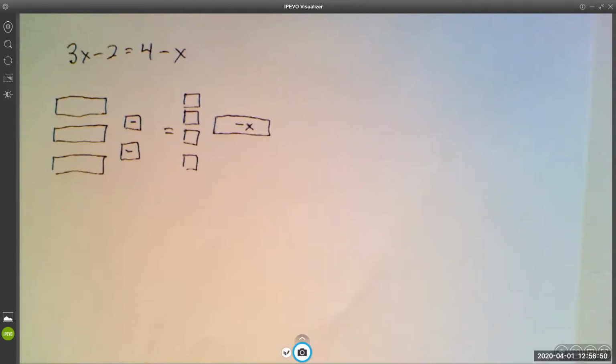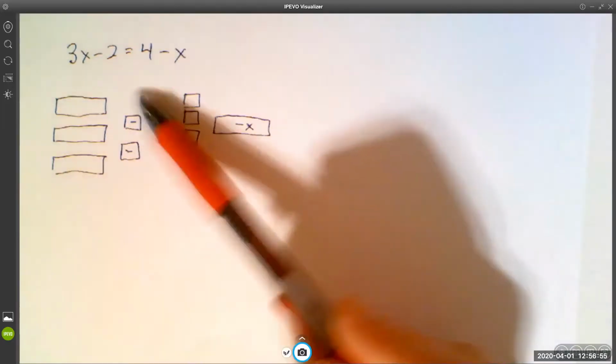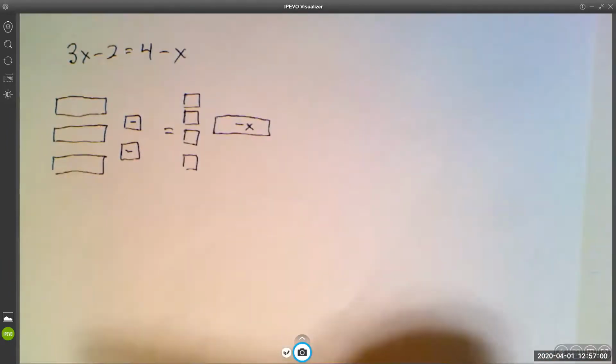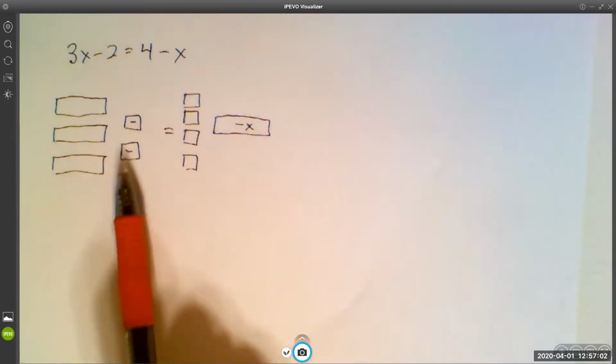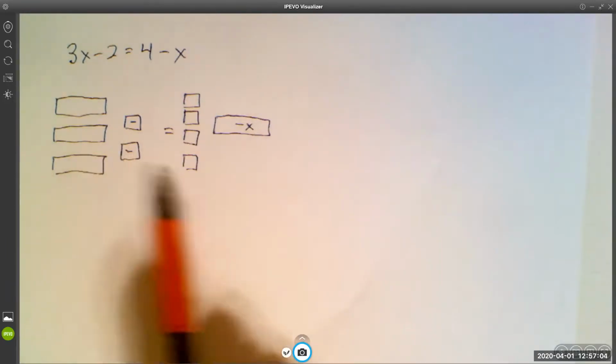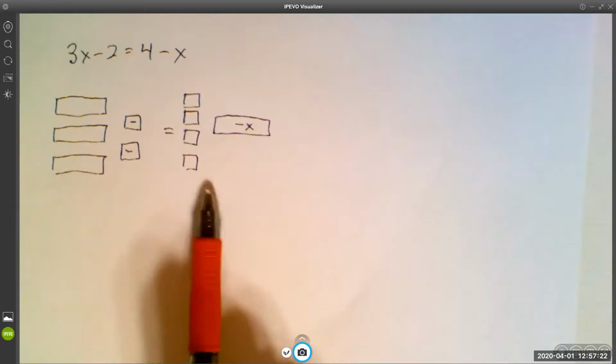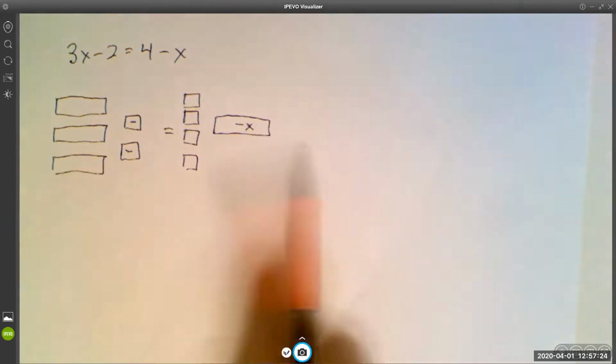Here's where you have to be careful if you're trying to do the takeaway method, because you might be tempted to think, oh, I'm going to take away 2 tiles here and take away 2 tiles there. But if you do that, you're not taking away the same thing. On the left-hand side, you're taking away negative units. On the right-hand side, you'd be taking away positive units. That's not allowed, right? You have to take away the same kind of tile. So if you wanted to do this doing the takeaway model, then here you would have to give yourself a couple of 0 pairs so that you have some negative tiles that you can take away.